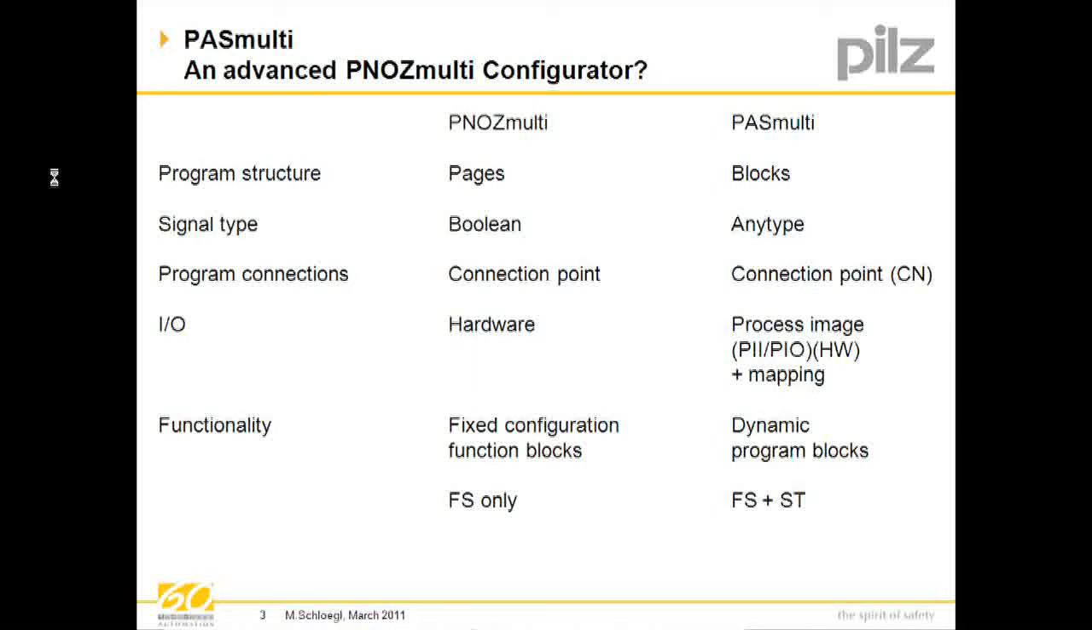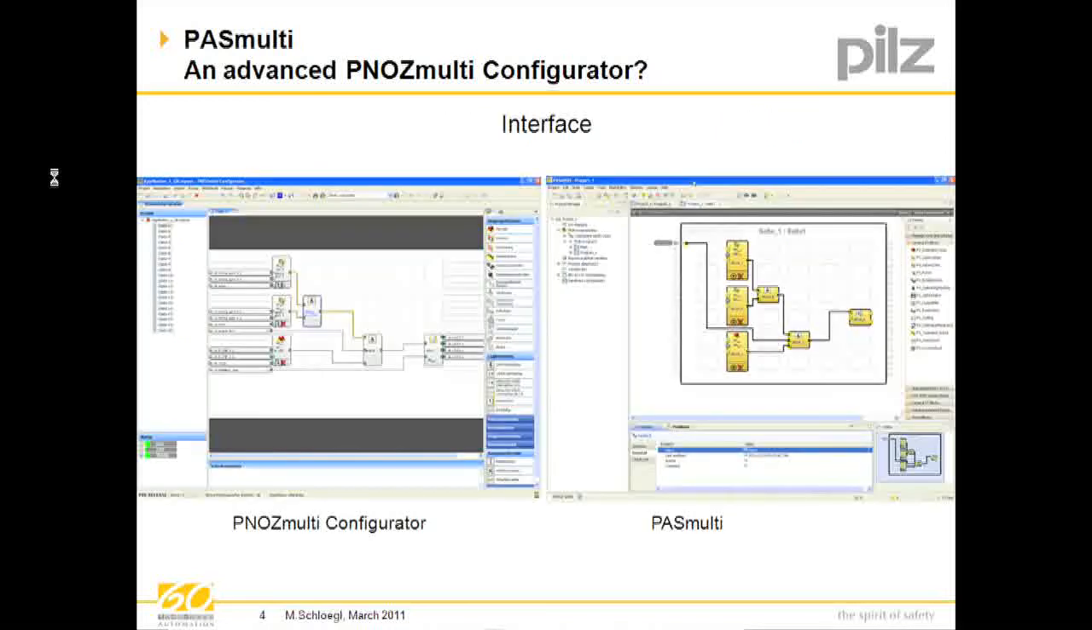Within the PSS 4000 system we have failsafe and standard resources to run respective applications, whereas in the PNOZmulti there is a failsafe resource only. Looking at the graphical user interface, we find them to be very similar, having a project tree on the left-hand side of the screen, a central working space, and a palette library part of the screen on the right-hand side.